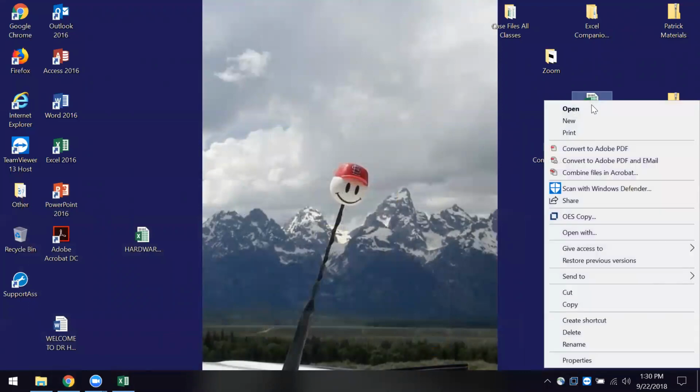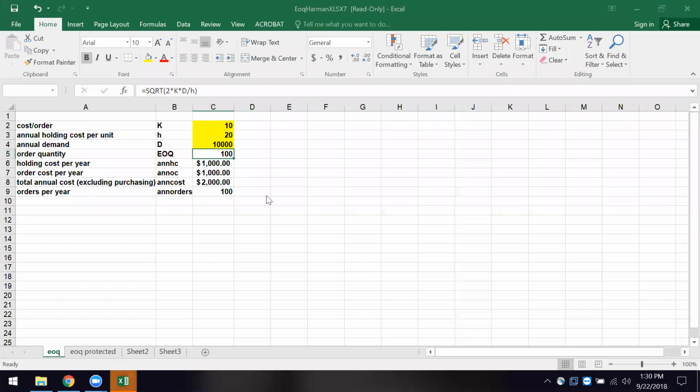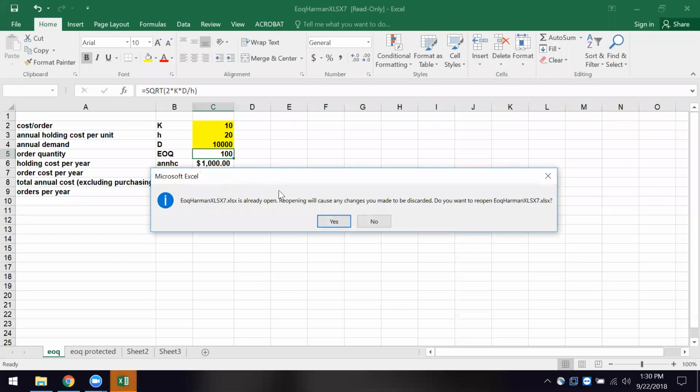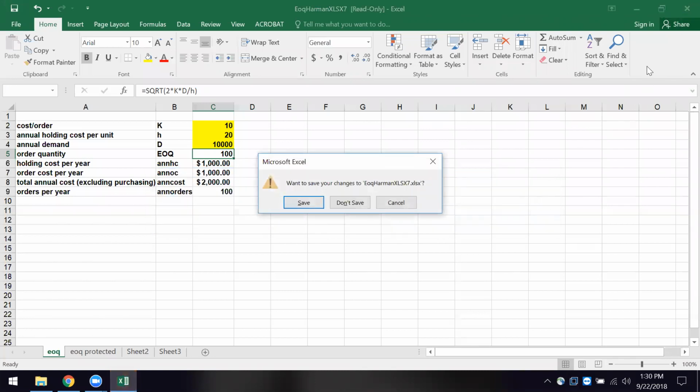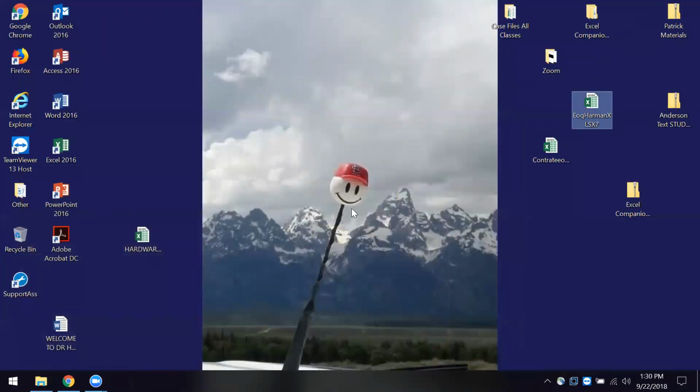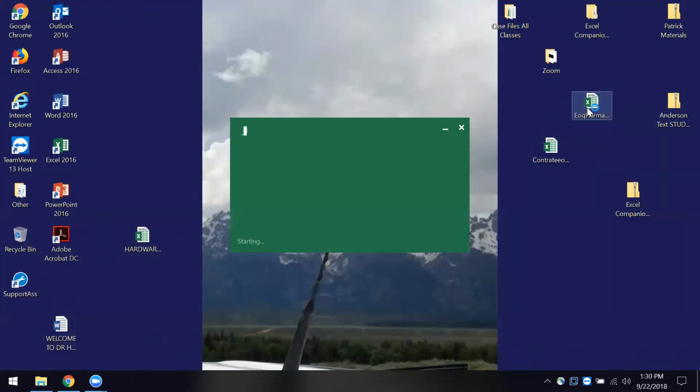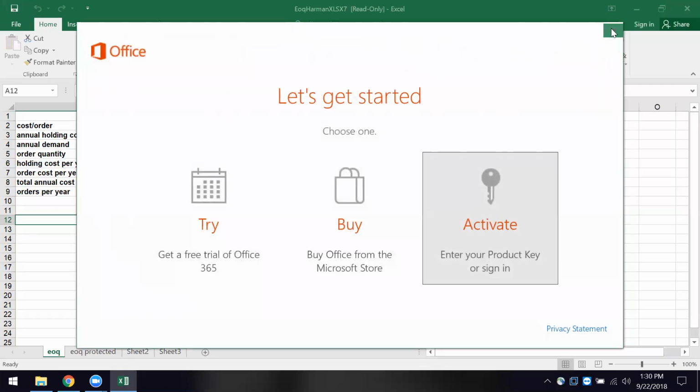Okay, now we'll open it back up for a sec. Okay, it says it's already open. Let me close this off. And I'll find it here. And let's see, it says it's already open. That's strange. I don't see it there, but that's okay.